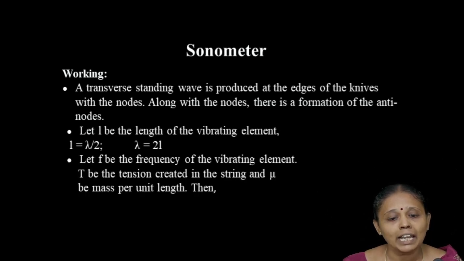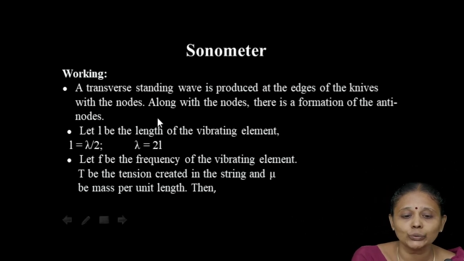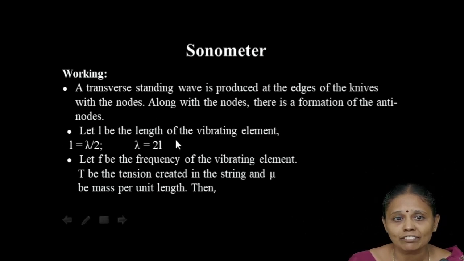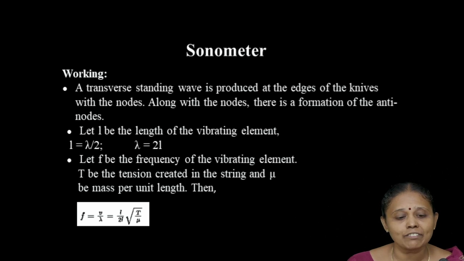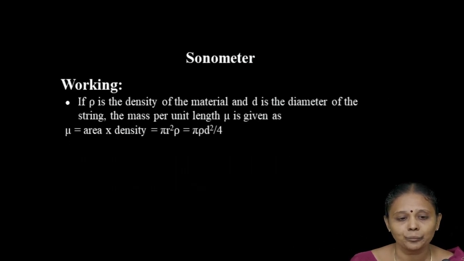Let us consider L be the length of the vibrating element. So we can write L equal to lambda by 2. So therefore the wavelength becomes lambda is equal to 2L. Here F is the frequency of the vibrating element, T is the respective tension created in the string, and mu is the mass per unit length of the string. Then we can write the frequency formula as F is equal to V by lambda. Substituting the values, we get F equal to 1 by 2L into root of T by mu.